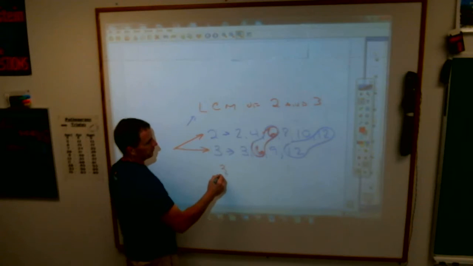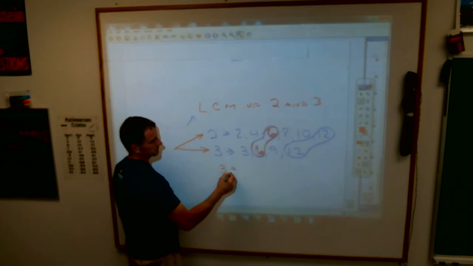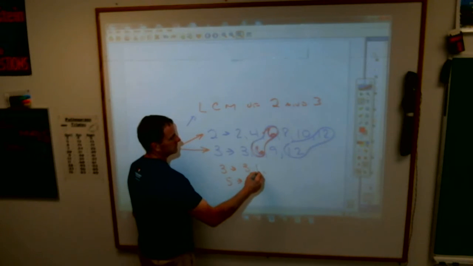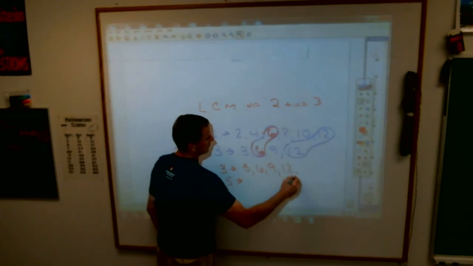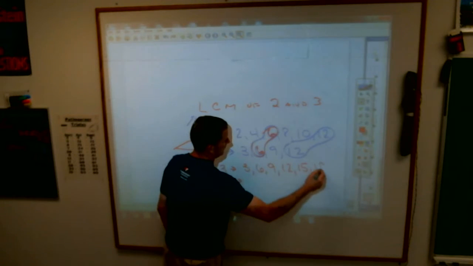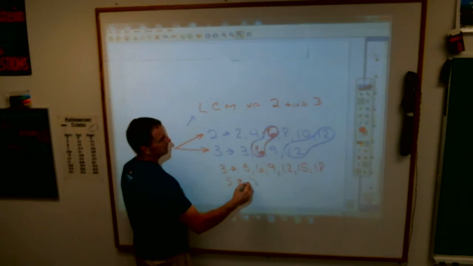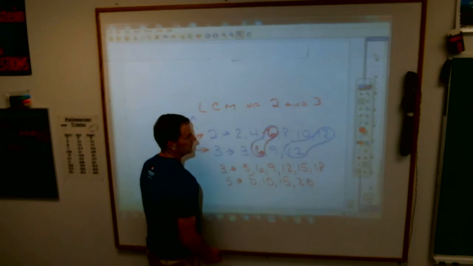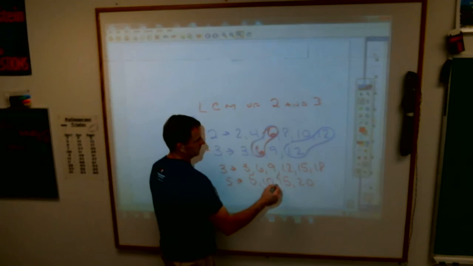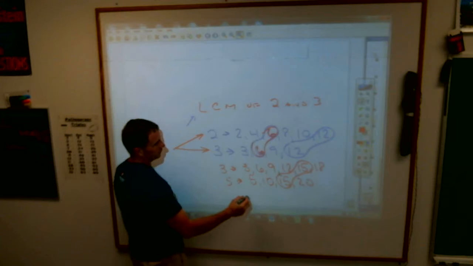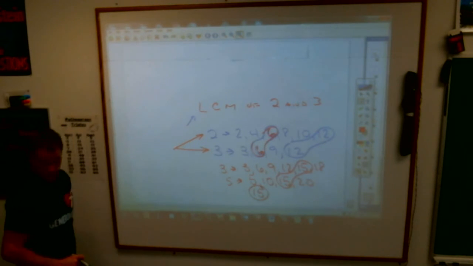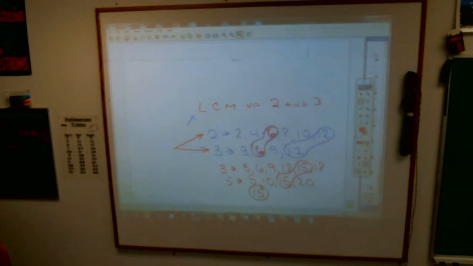How about the least common multiple of 3 and 5? Multiples of 3 are 3, 6, 9, 12, 15, 18. Multiples of 5 are 5, 10, 15, 20. Really, you can stop when you get to that first one that they have in common. The least common multiple of 3 and 5 would be 15.